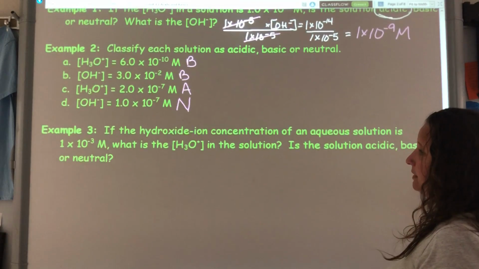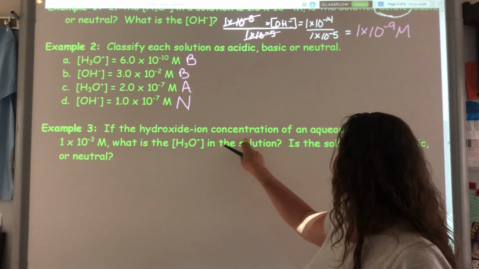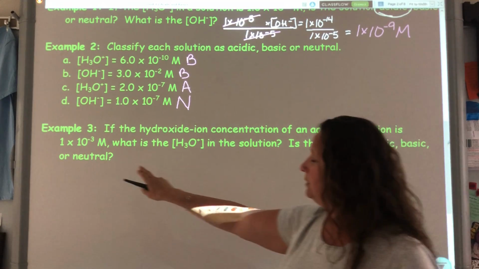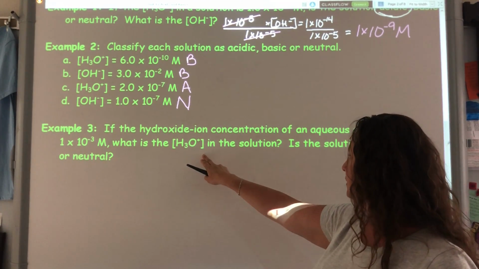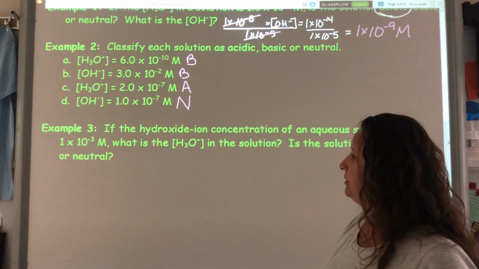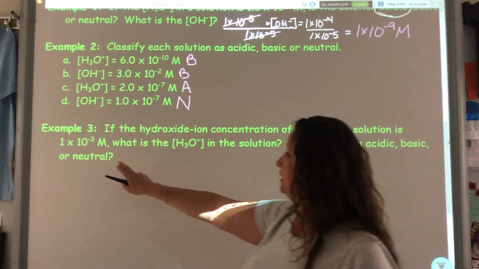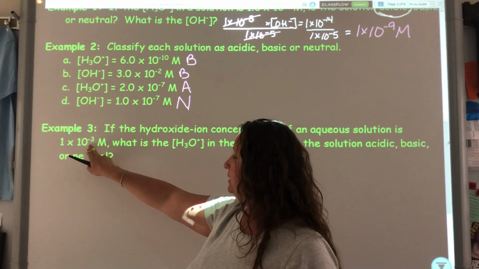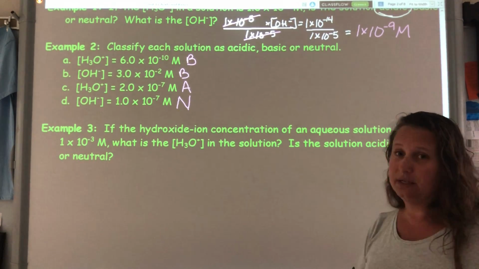And in our last example, example 3, if the hydroxide ion concentration of an aqueous solution is 1 times 10 to the minus 3rd, what is the hydronium ion concentration? And is it acidic, basic, or neutral? So again, this hydroxide ion concentration is greater than 1 times 10 to the minus 7th, so this is going to be a basic solution.